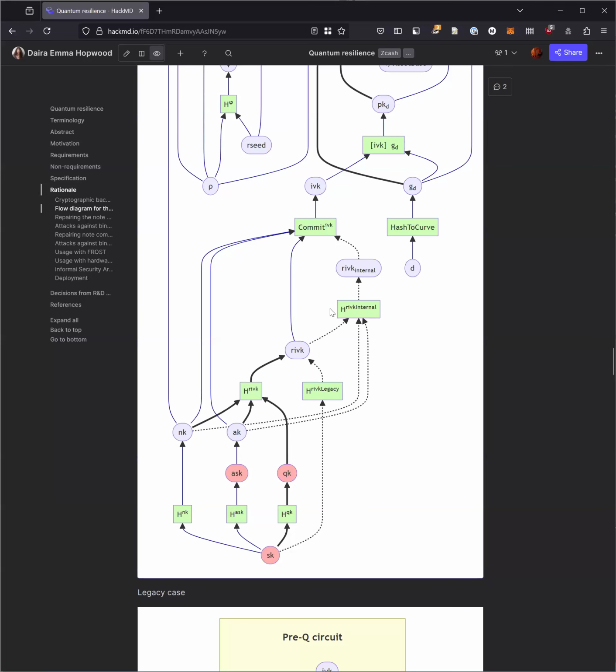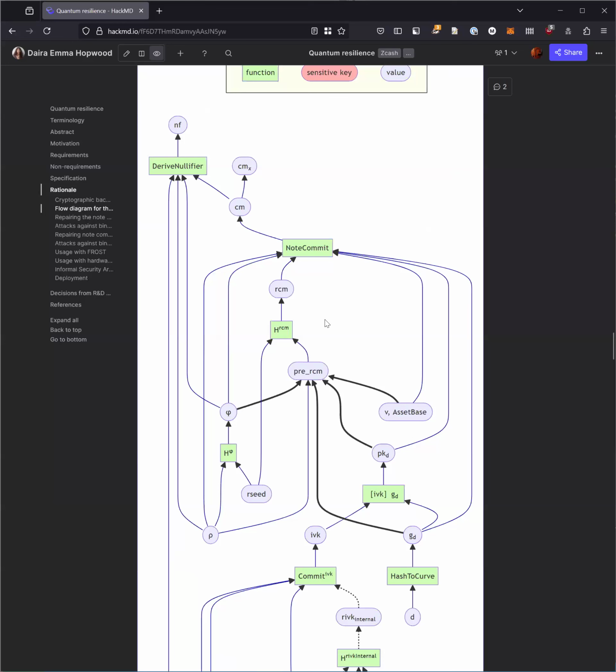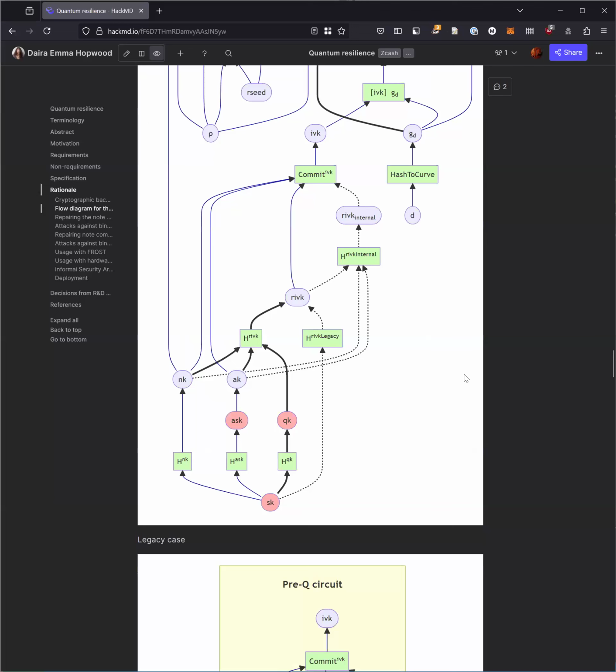However, there's a difference here, which is that the note logic is one time. Because of the way the UTXO model works, every note is generated and then spent and then never used again. So you don't need to deal with long-term state for your existing notes. You can spend them all, and then you don't need to worry about your previous state for quantum resilience. But key material is intended to be long-term.